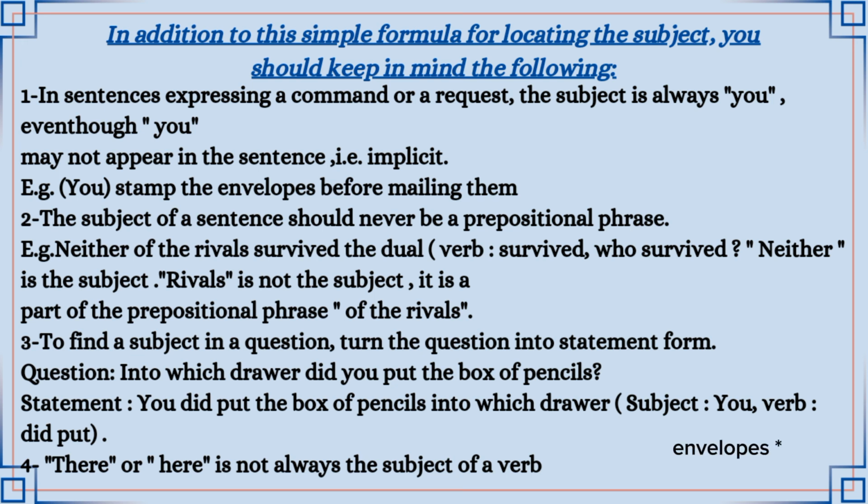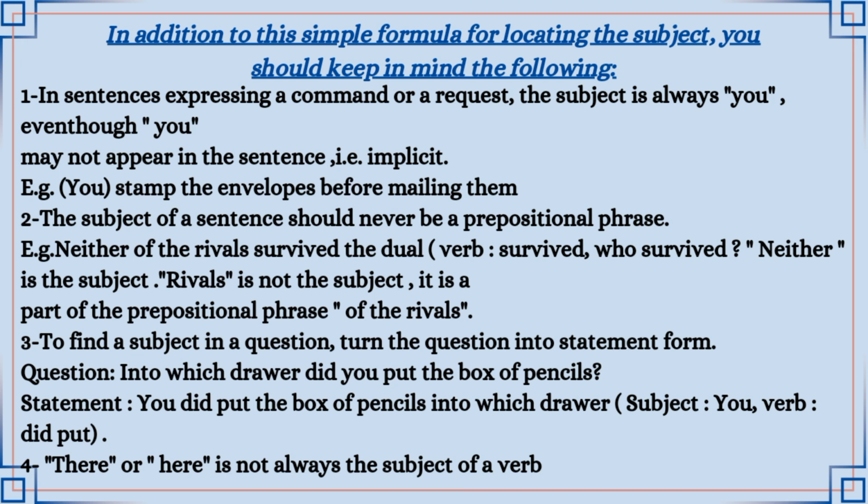For example, stamp the envelopes before mailing them. هنا ما كانش subject. هنا راهو يعطيك request stamp the envelopes before mailing them. The subject is not appearing ومع ذلك the subject is always you.